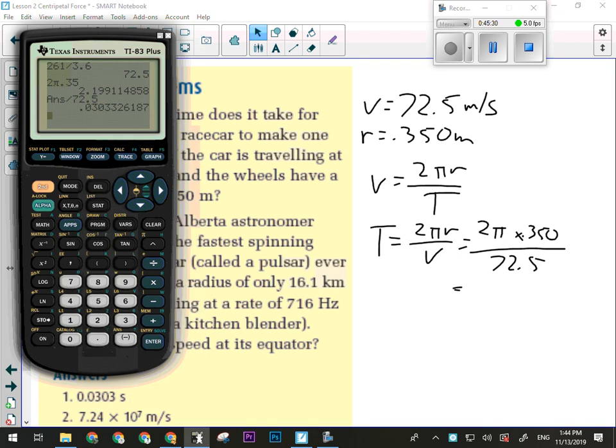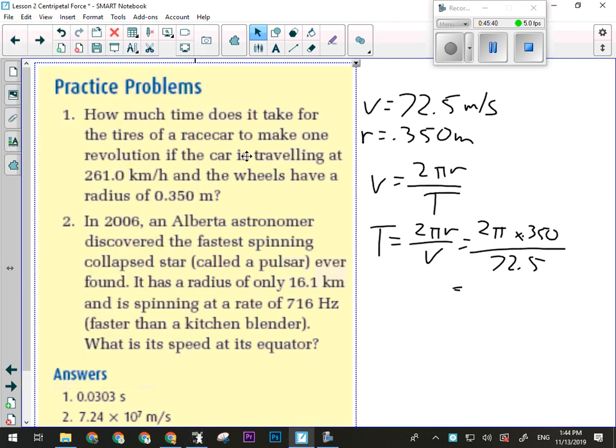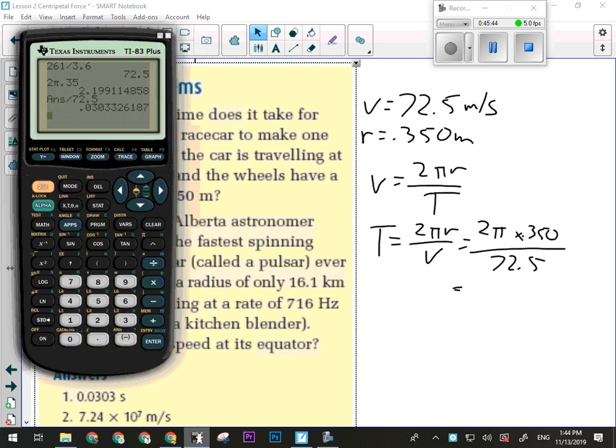Okay, so it's really small. Does it kind of make sense, though, for it to be really small? Yeah. This thing's moving at 261 kilometers per hour. It isn't going to take very long for one rotation of the wheels to happen. If I wanted to know the frequency, what would I do with this number? Invert it, right. By going 1 over that number.